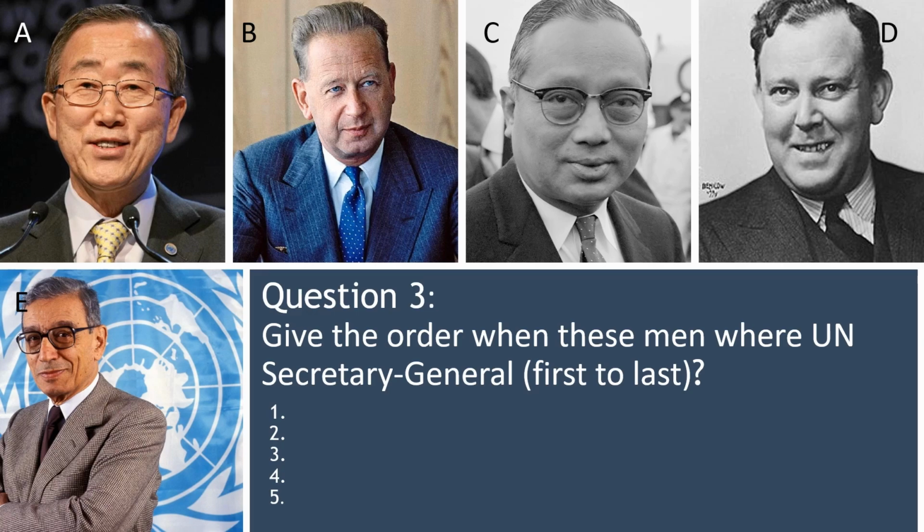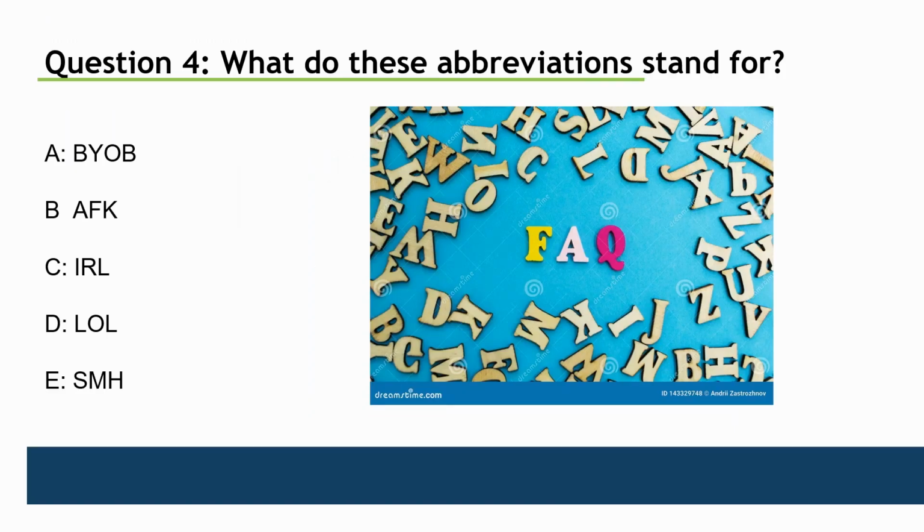Question number 4. What do these abbreviations stand for? These are abbreviations usually used in daily life, of course, but mainly on the internet and primarily by younger people. So A is BYOB, and then B is AFK, C is IRL, D is LOL, and E is SMH. So what do these abbreviations stand for?